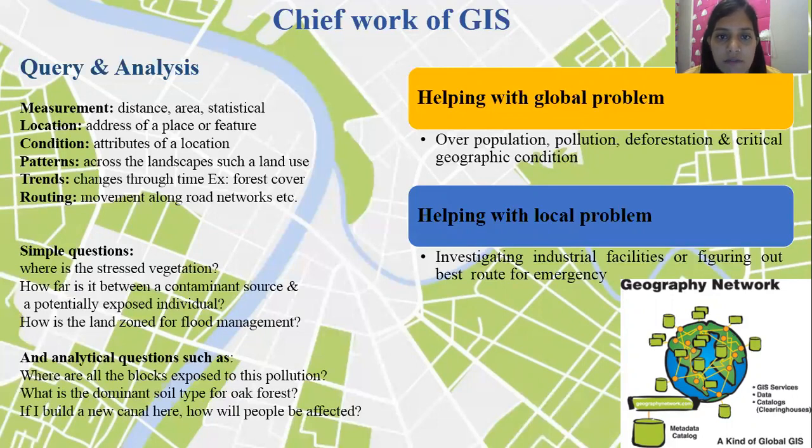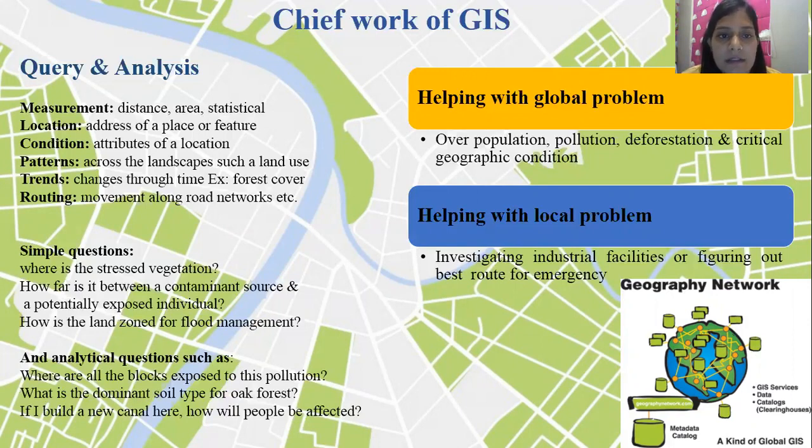Now we go to the chief task of GIS. The chief task of GIS is majorly query and analysis. Here we will understand what query and analysis is. In a simple sense, GIS helps with global problems and it also helps with local problems. What is a global problem? In the current situation, it is the coronavirus. That is the global problem going on right now.